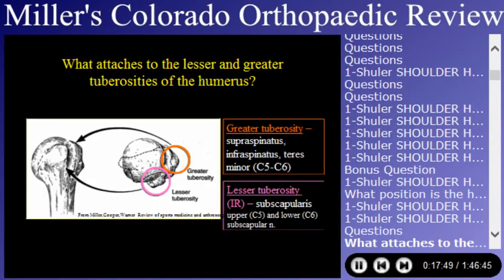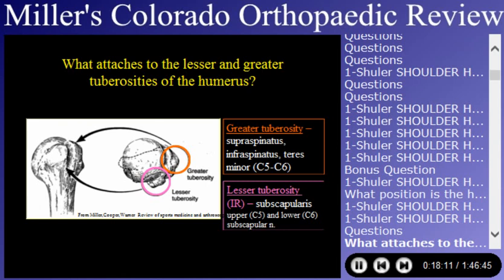What attaches to the lesser and greater tuberosity of the humerus? Greater tuberosity has the supraspinatus, infraspinatus, and teres minor. The lesser has the subscapularis. One of the test questions that is ripe for this is that both the internal and external rotators that attach to these tuberosities are all innervated by C5 and C6.